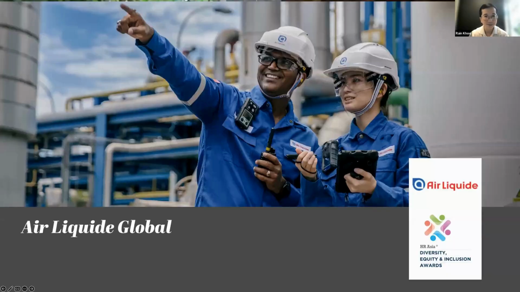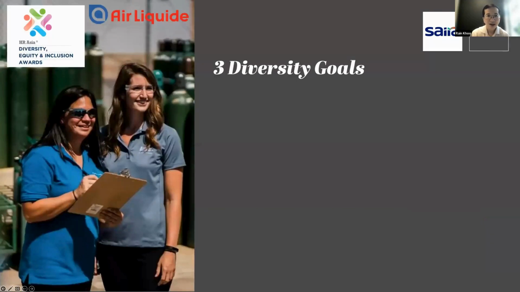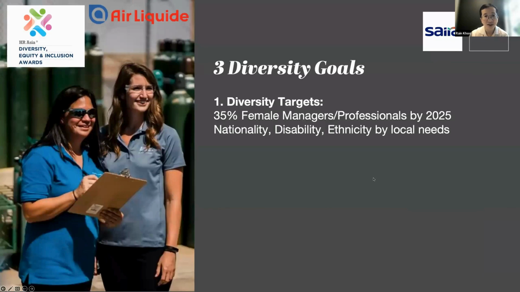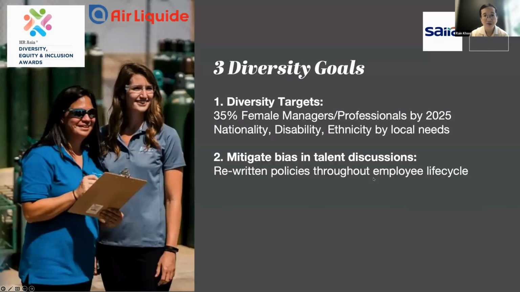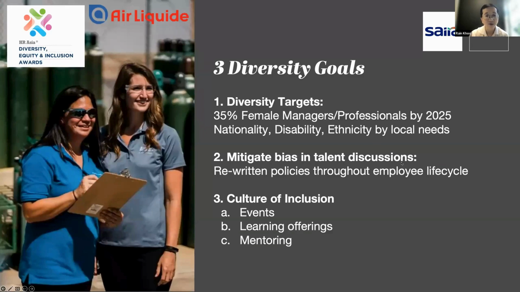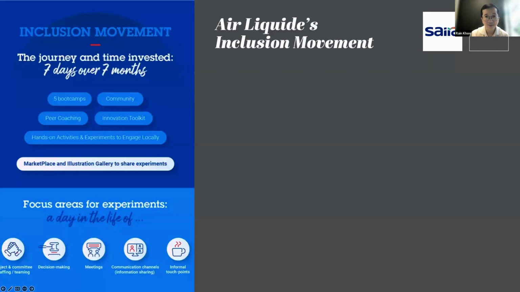Novel example. We go to Air Liquide, and Air Liquide is an oil and gas company. They have 3 diversity goals. They have targets, they have bias mitigation, which is a huge focus in terms of their goals and leveraging on policies. And they have a strategy to create a culture of inclusion through events, different L&D offerings, and mentoring, as well as their networks and communities.